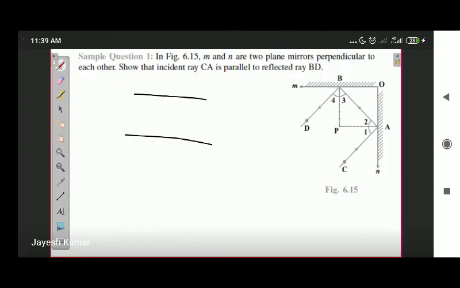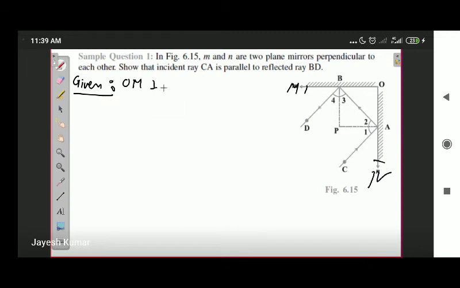Okay. In this manner, this time we have again two mirrors, but the placement of the mirror is different from what we had then. The placement of the mirror is such that both the mirrors are perpendicular to each other. First of all, let me write down M and N. Let's take this point M. Let this point be N. OM is perpendicular to ON. Okay. That means this angle is 90 degrees.